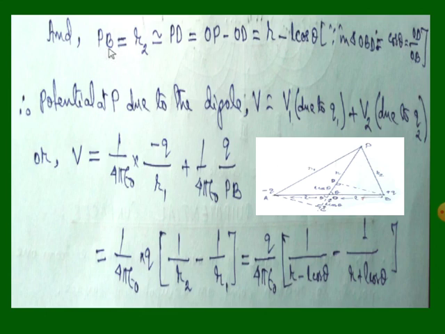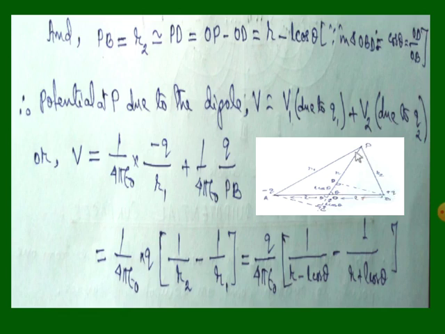So your PB, which is R2, will be approximately equal to PD, from here to here. This is P, this is D in the diagram, right? So it will be equal to R minus L cos theta. From the whole length R, you have to subtract L cos theta, right? So the potential at P due to the dipole, let's denote it by V, will be equal to V1, that means due to this Q1, and due to Q2, let's take it that this is Q2.